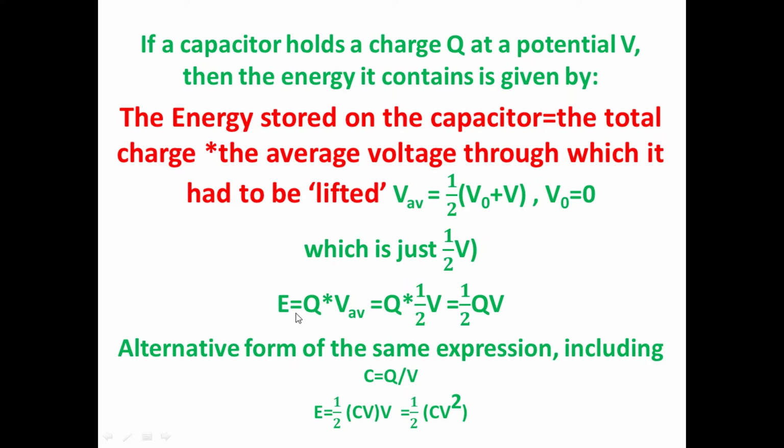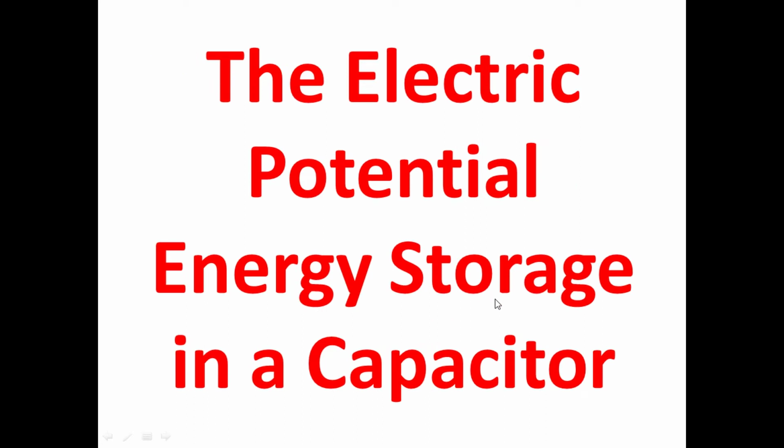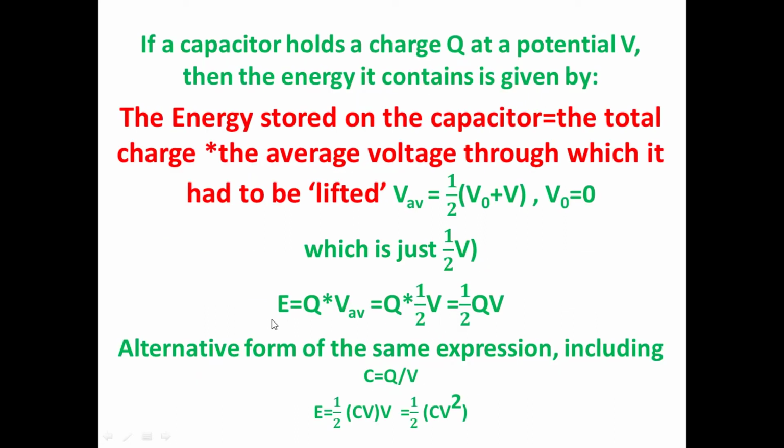So the energy stored in the capacitor is equal to the stored charge Q multiplied by the average voltage, the average potential difference, or Q times 1 over 2 V. 1 over 2 V is the average voltage, which gives 1 over 2 times Q times V. This is the total energy stored, or the electrical potential energy stored in the capacitor, which is 1 over 2 times Q times V.